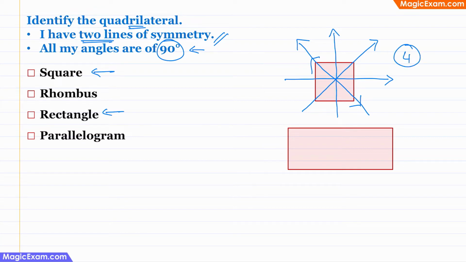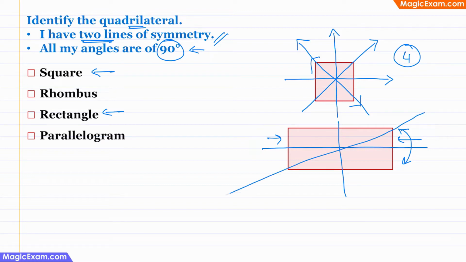Now in a rectangle, if we draw a line of symmetry here and you fold both of these sides, they will perfectly match. If you draw a vertical line of symmetry, both these sides will perfectly match. However, if we draw a diagonal line like this, then that is not a line of symmetry because this and this will not perfectly match. So both these corners will not align. Therefore, a rectangle has only 2 lines of symmetry. Now, since the answer has to be a square or a rectangle, and the first statement says I have 2 lines of symmetry, and a rectangle has 2 lines of symmetry, the answer has to be option 3, that is rectangle.